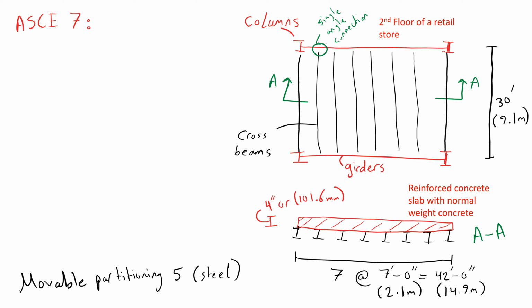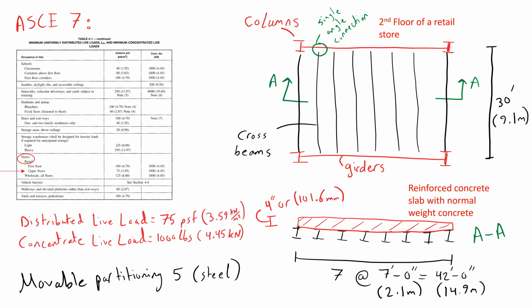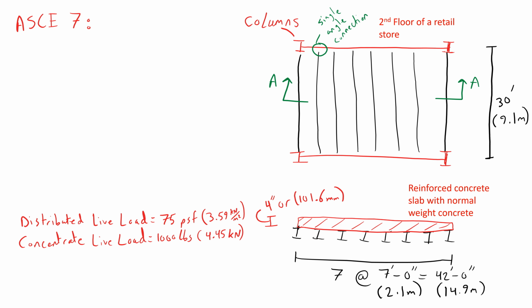For that, we have to refer to ASCE 7, where a table of minimum uniformly distributed and concentrated live loads to be considered for different applications are provided. Because we have a flooring system on the second floor of a retail store, the expected uniform and concentrated live loads are as follows. A similar table is available for the minimum design dead loads.